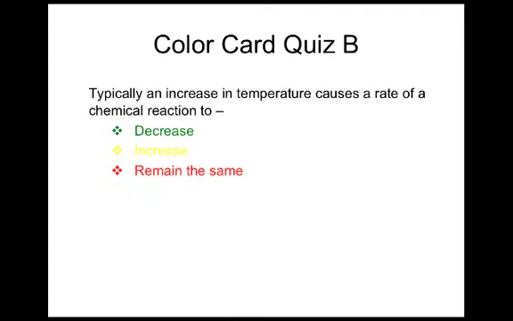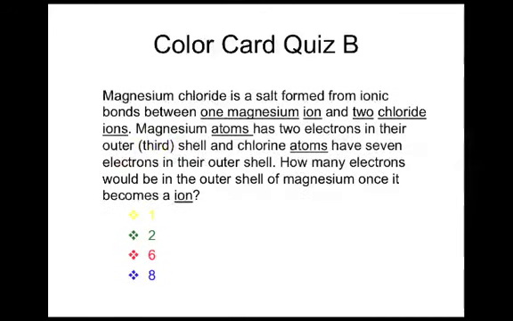Typically, an increase in temperature causes the rate of the chemical reaction to decrease is green, yellow is increase, or red remain the same. This one's a little bit tougher.